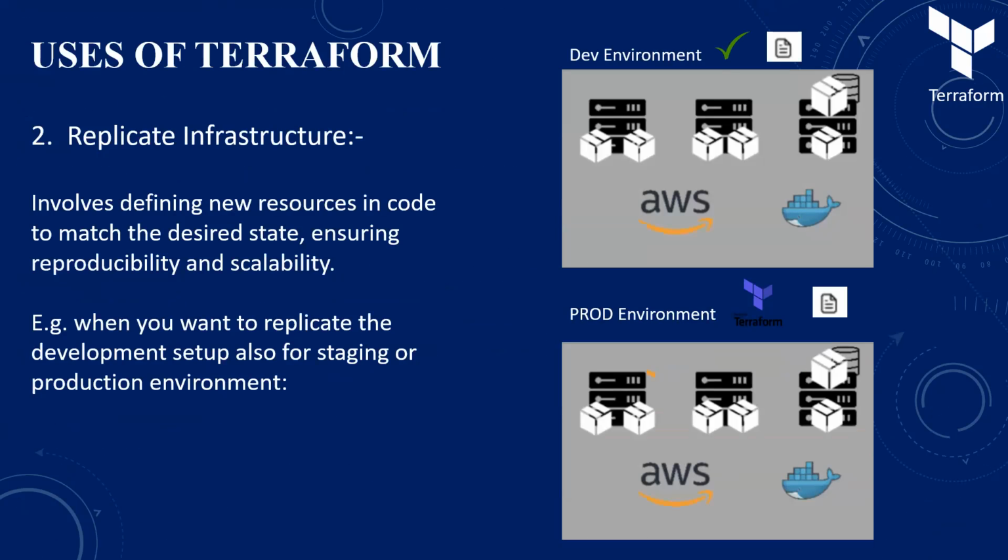The second usage is replicating the infrastructure. It involves defining new resources in code to match the desired state, ensuring reproducibility and scalability. For example, when you want to replicate the development setup for a staging or production environment.